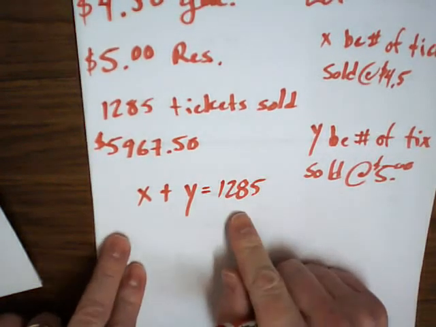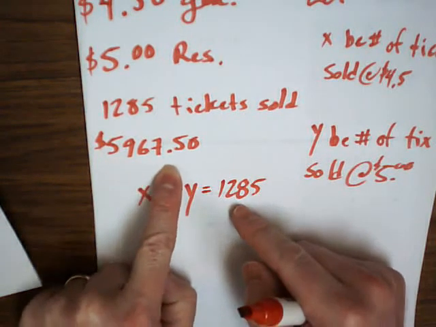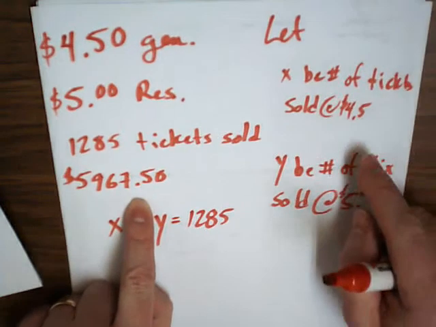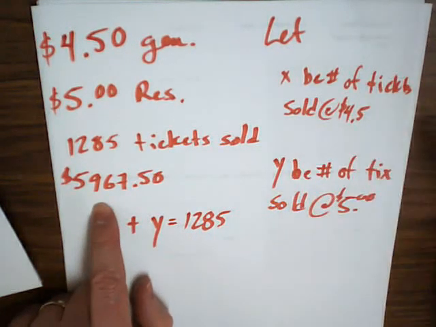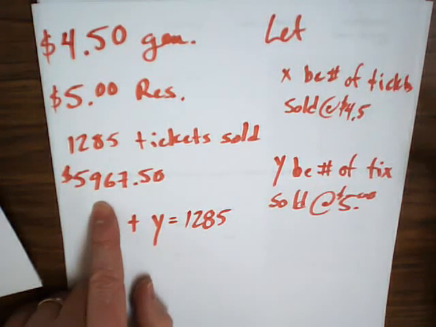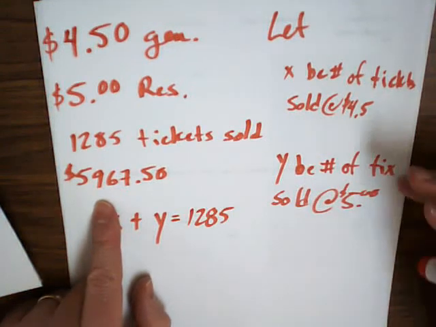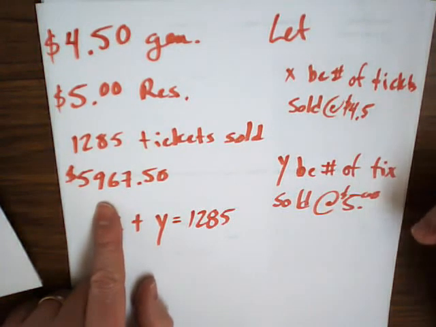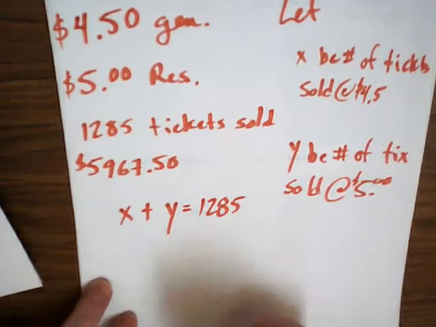And it wouldn't be any good for you to say x plus y equals $5,967, because you can't have the number of tickets plus the number of tickets magically give you money. If I sold 500 tickets for my professional development conference I had in Louisville, that doesn't tell you anything about how much I made. You have to know the prices, right?